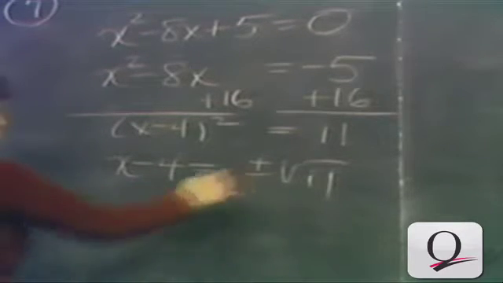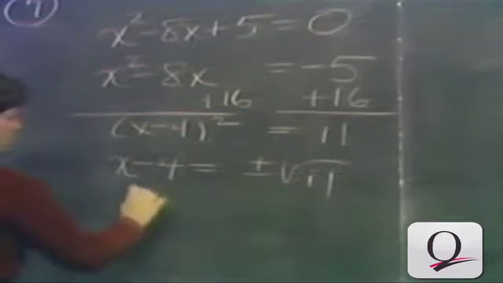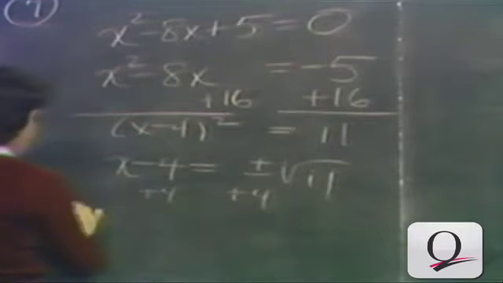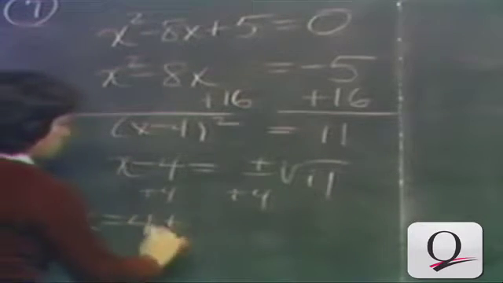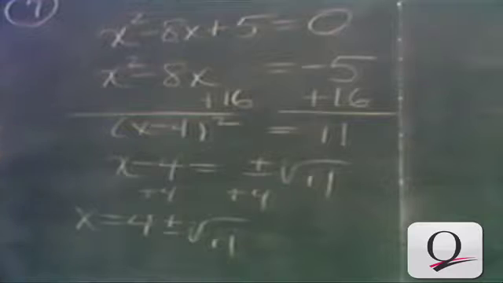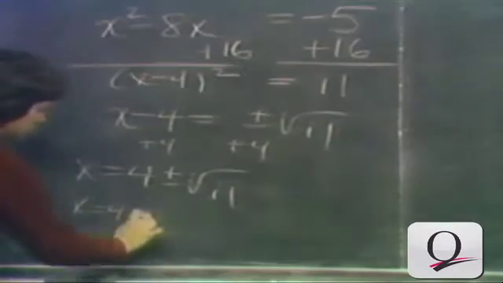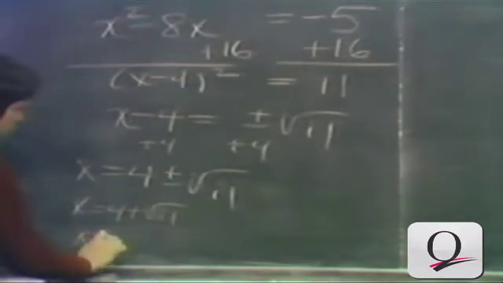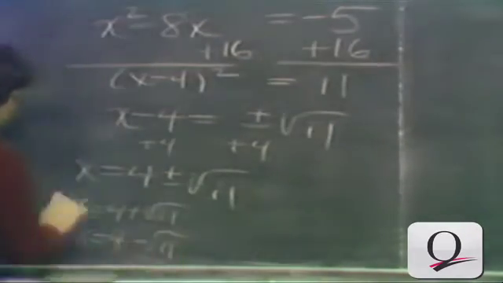And adding 4 to both sides, x is 4 plus or minus the square root of 11. So there are two roots. Two solutions here: 4 plus the square root of 11 and 4 minus the square root of 11.